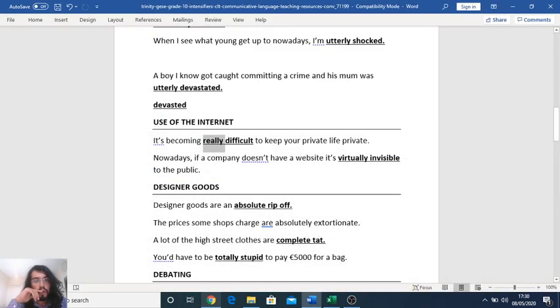Hopefully that makes sense. Okay, now we have: nowadays, if a company doesn't have a website, it's virtually invisible to the public. When they say invisible, it means people cannot see it. It is not advertised very well. If there's no website, you can't see it. It may as well not be there.